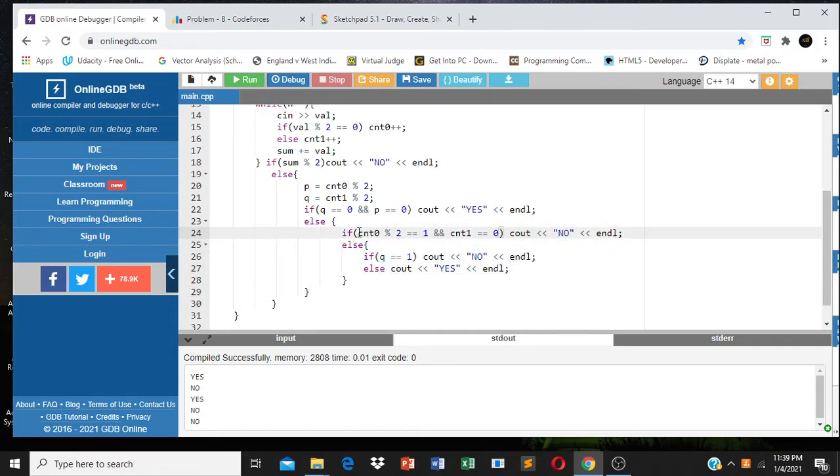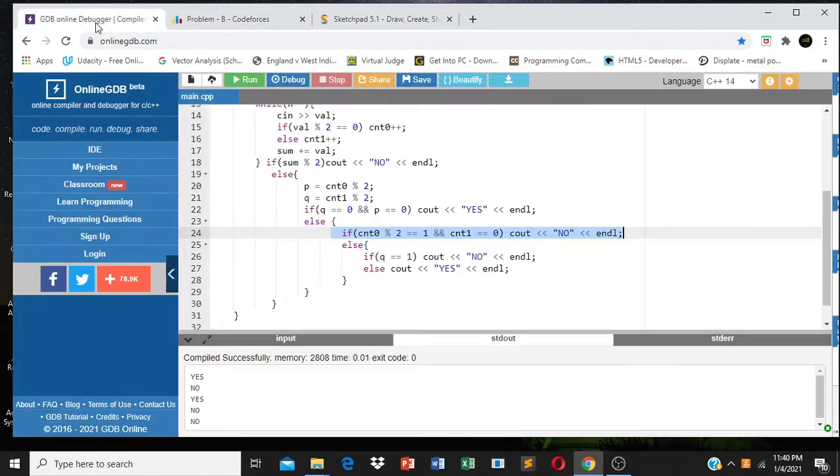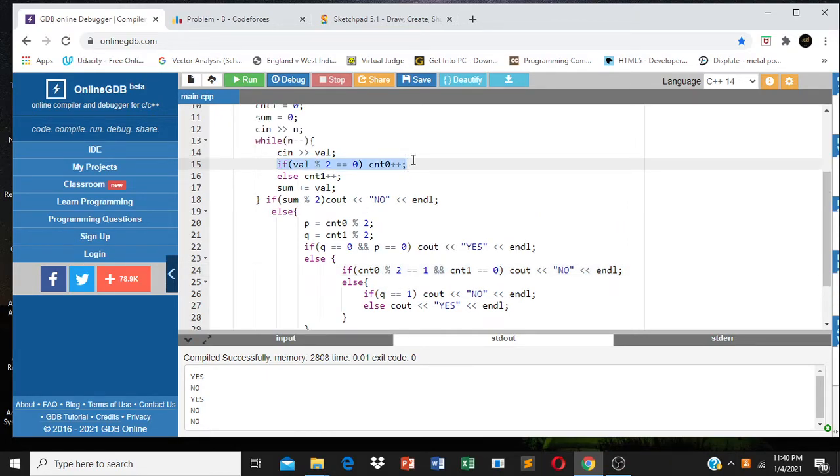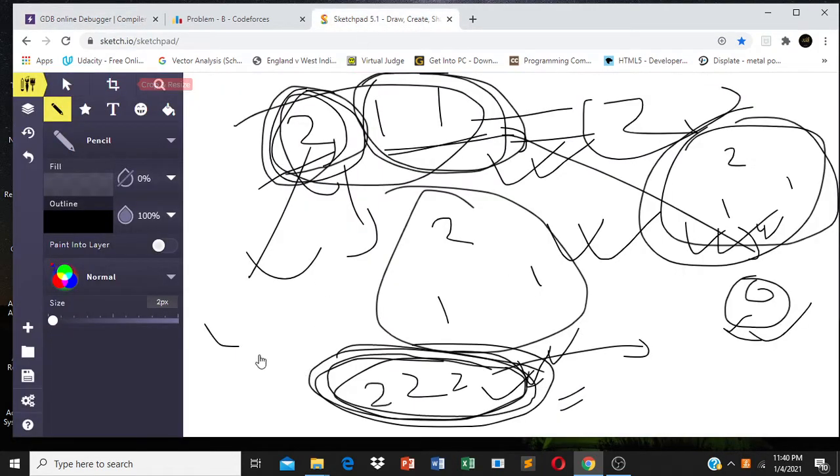We need to check whether the count of 2 is odd and the count of 1 is 0 or not. If that's the case, then I'll have to print no, which is what I'm referring to in this test case here. Sorry, actually here 0 means the count of 2 and 1 means the count of 1. So this line is simply referring to the test case 2 2 2.